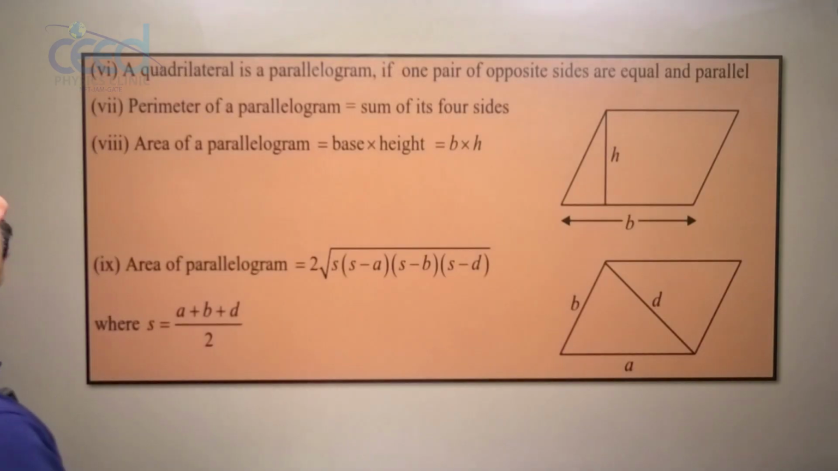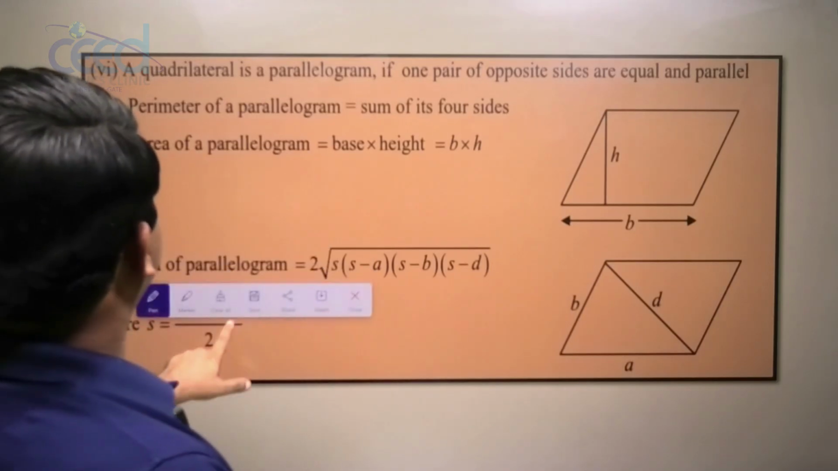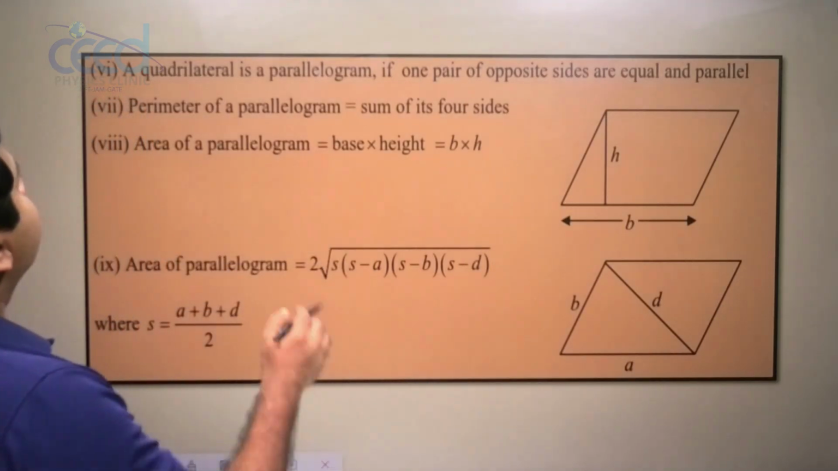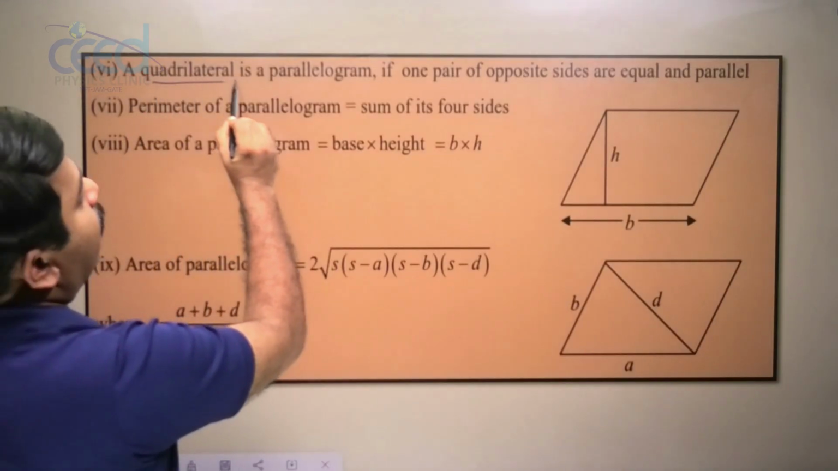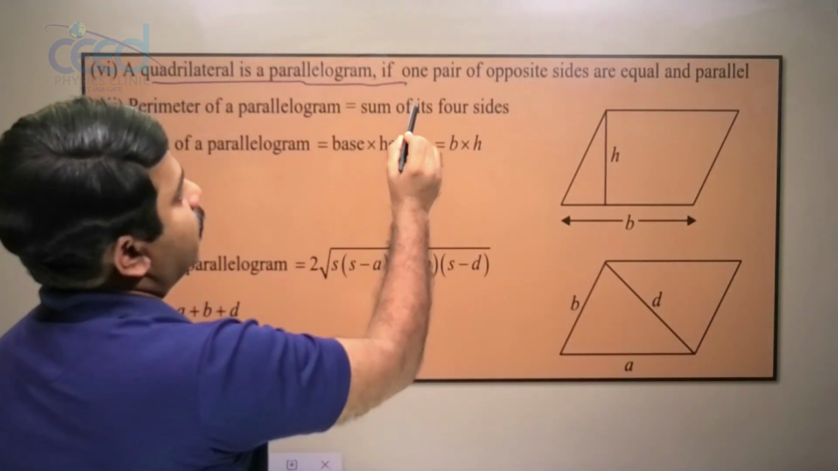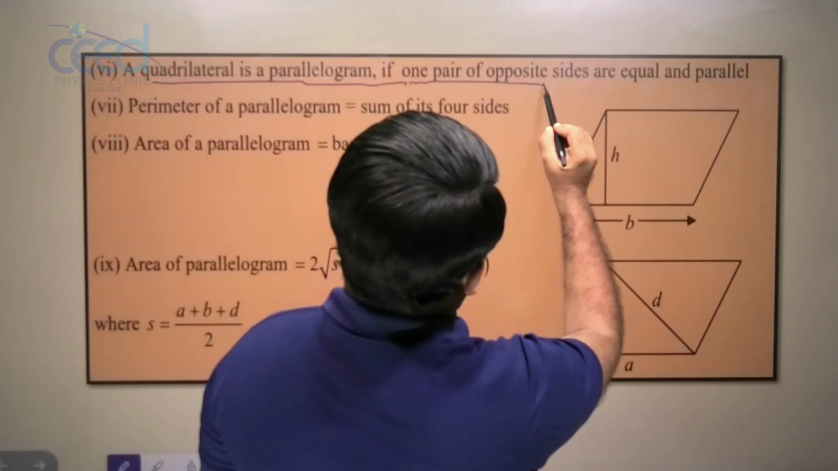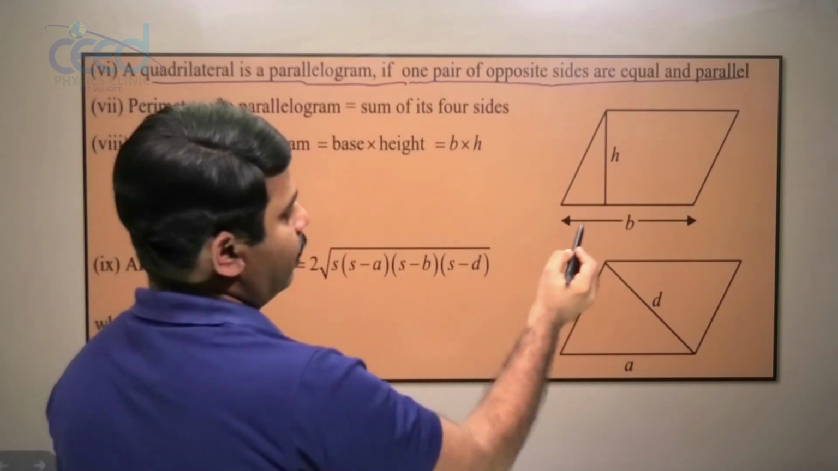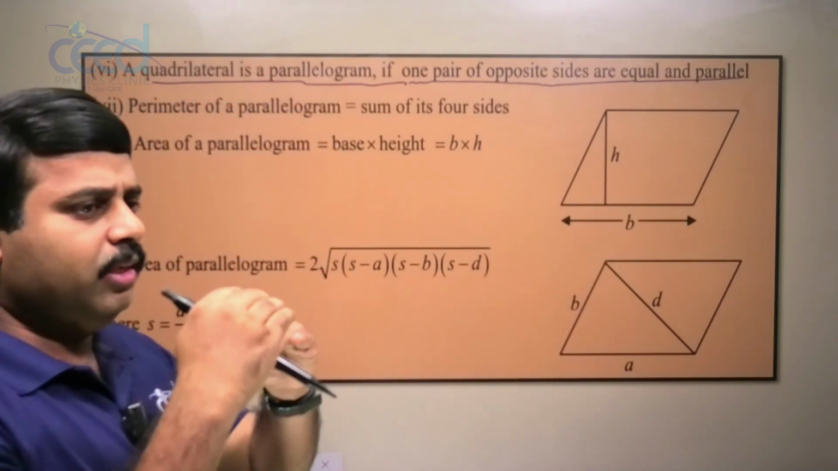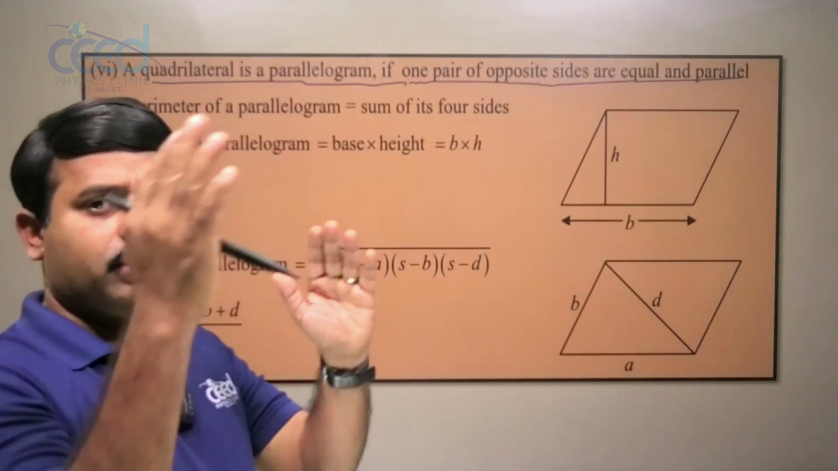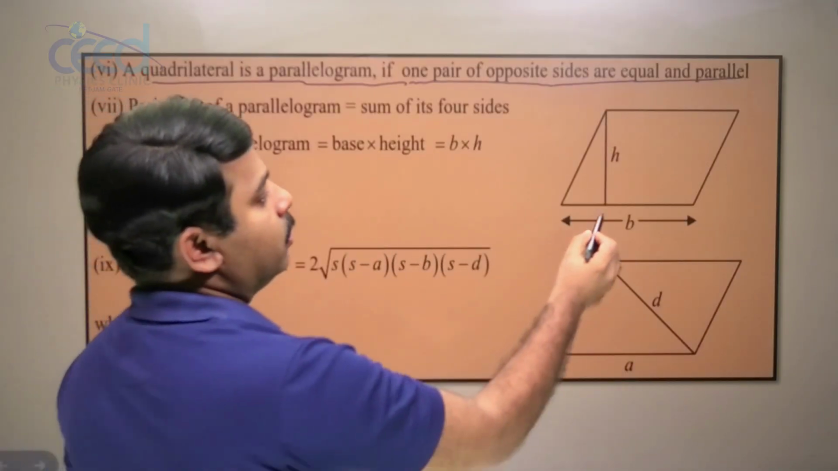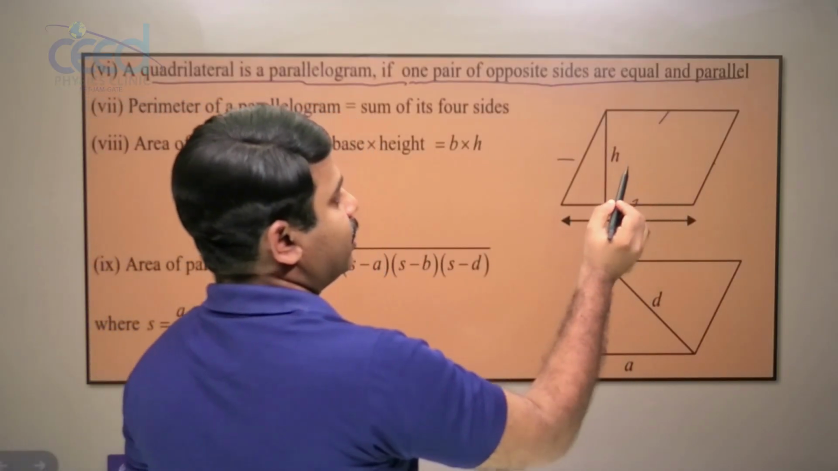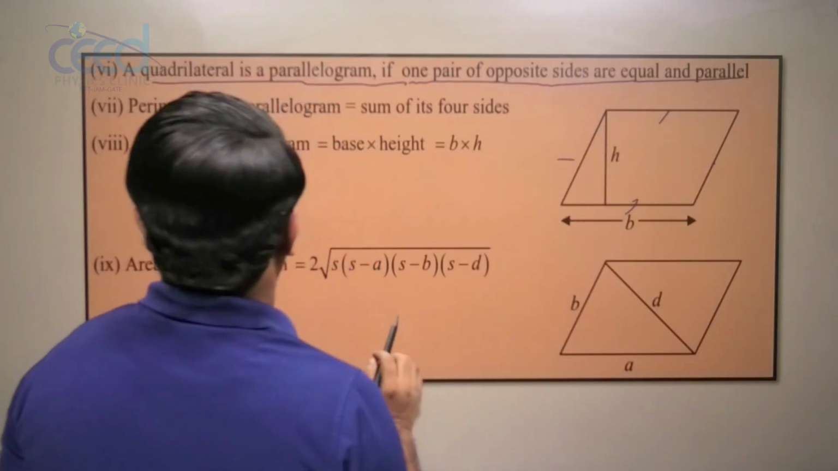Now let us discuss the area of this parallelogram. A quadrilateral is a parallelogram if one pair of opposite sides are equal and parallel. We already saw that. We have two pairs, this pair and this pair, and those sides are parallel and equal in length.